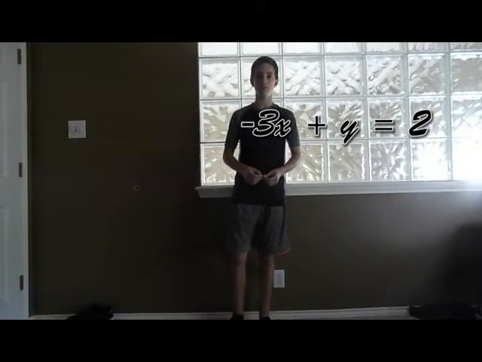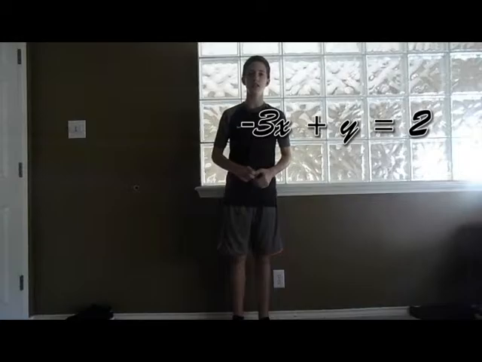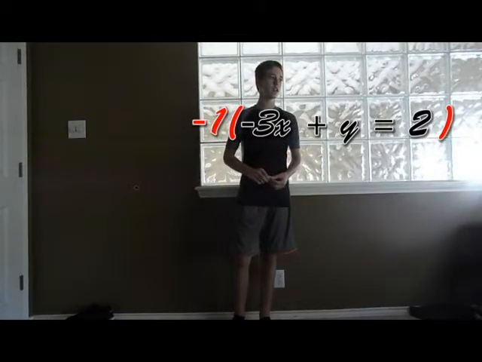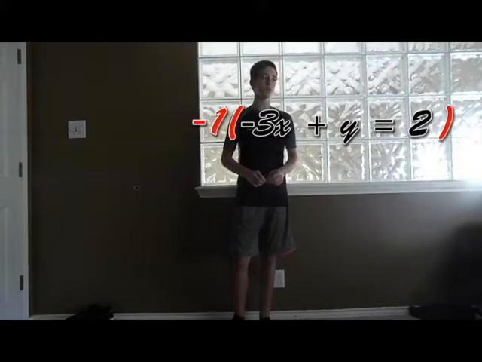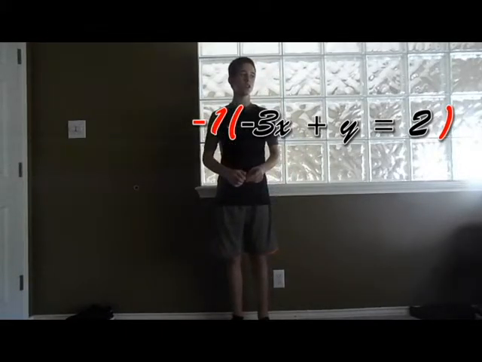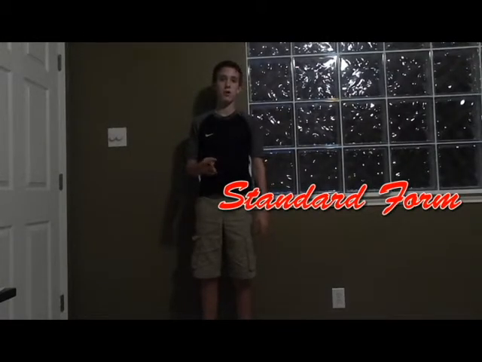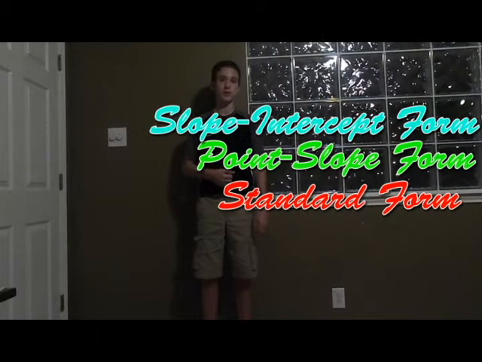one very, very important thing to remember with standard form is that a, or the number in front of x, must always be positive. So since this is negative 3x, we're going to multiply the entire equation by negative 1. So instead of this being negative 3x plus y equals 2, this turns our equation into 3x minus y equals negative 2. So now we know all three different types of linear equations: standard form, point-slope form, and slope-intercept form.